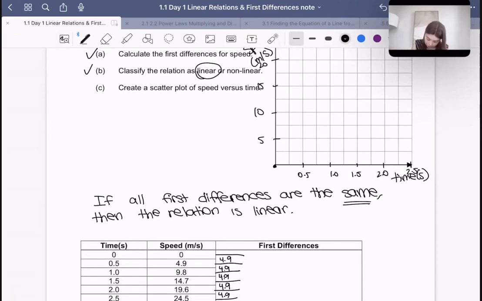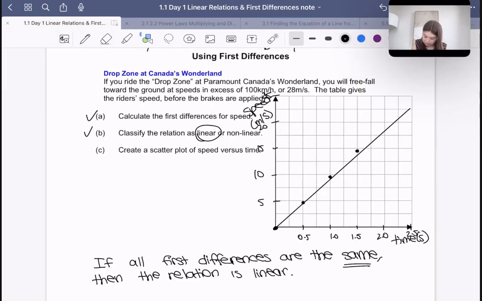So the dots would go at 0, 0, then 0.5, 4.9. So just shy of 5 there. Very, very close to 5. Then 1 and 9.8, so very close to 10. Let's see, 1.5 and 14.7, so pretty close to 15. And so on, right? And I'm actually just going to grab this tool here and draw a nice straight line. Oh, the straight line needs to go through all the points, not just some of them. Let's make sure it does.